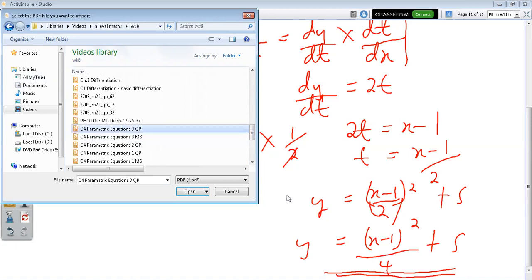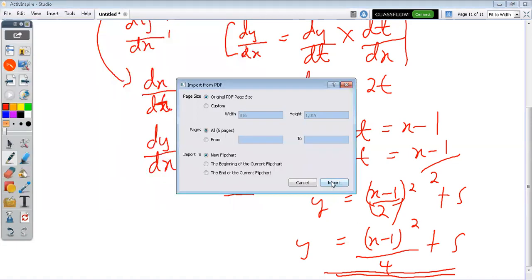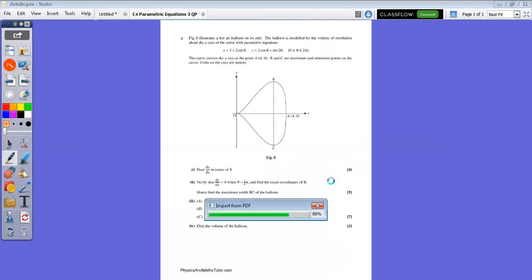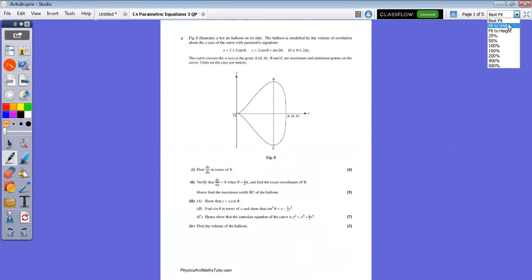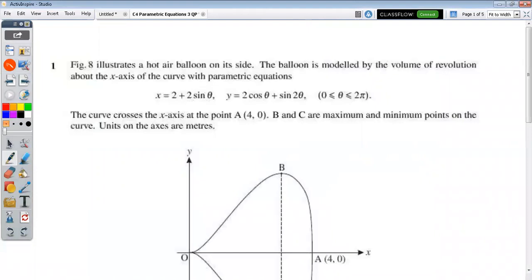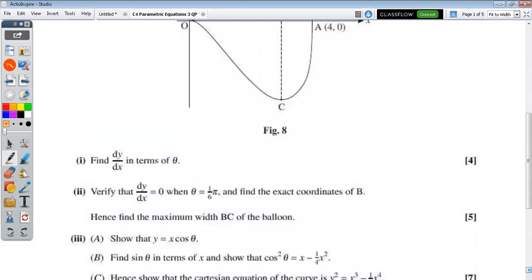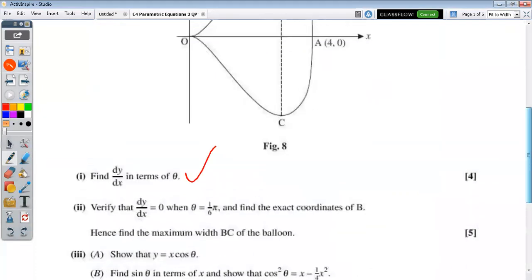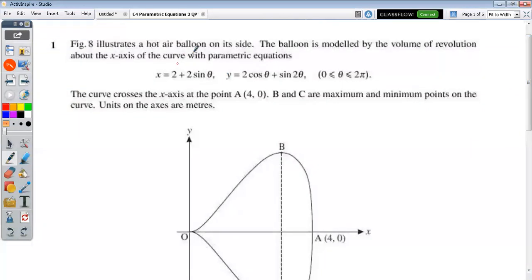Okay, parametrics. We're not going to be intimidated by this. So now we have something like this in the diagram. Find dy over dx in terms of theta. You see that? We have x is equal to that and y is equal to that. Follow?